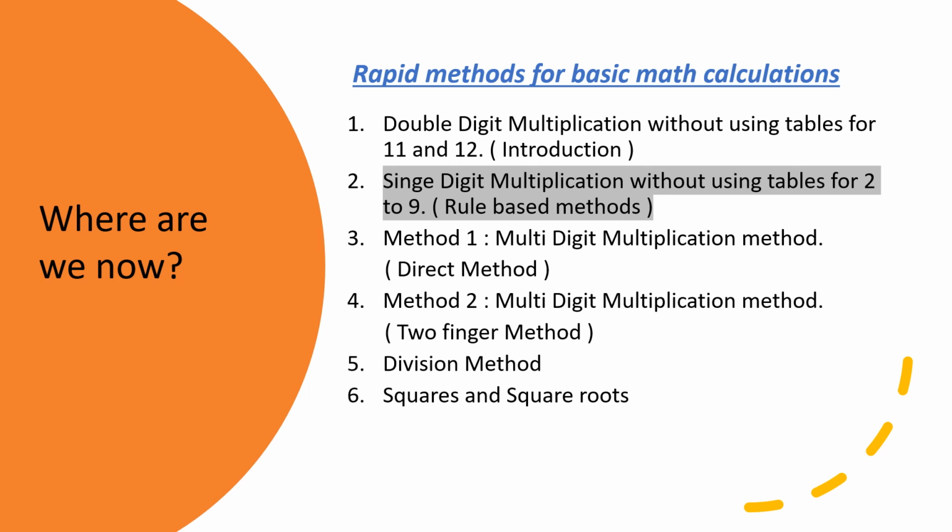This series of lectures helps you perform fast calculations using rapid methods for basic math operations such as multiplication, division methods, squares and square roots. And here are the topics covered in these lectures. Today's topic is the single digit multiplication method without using tables. For those who didn't watch the first introduction lecture, I suggest watching that first. You will find the details of these lectures in the description box.